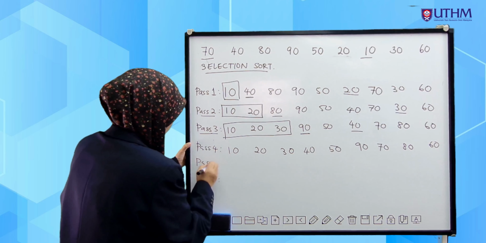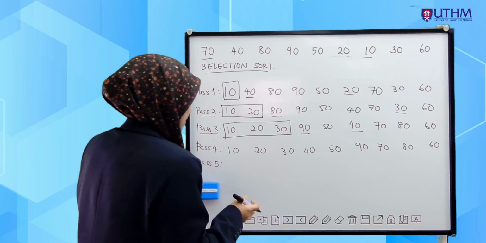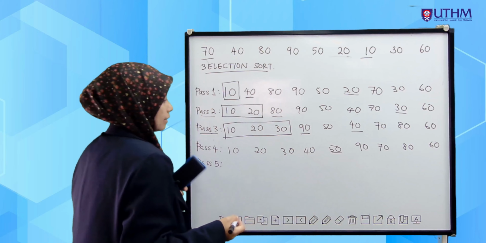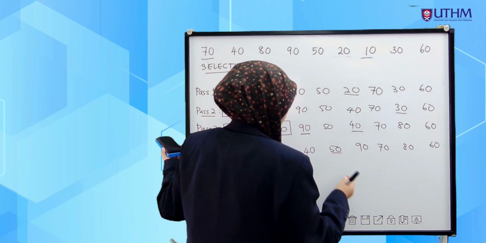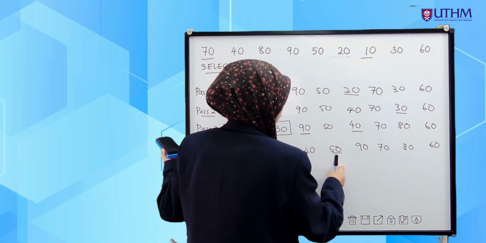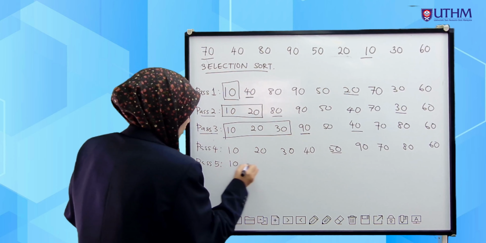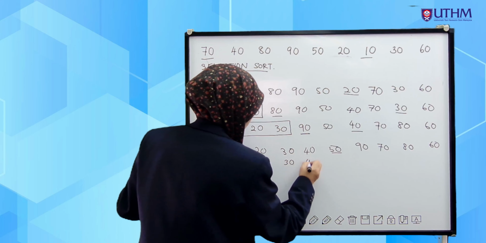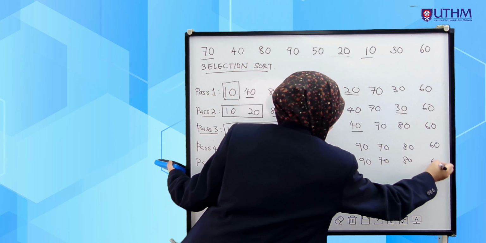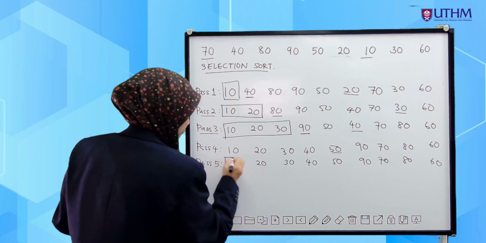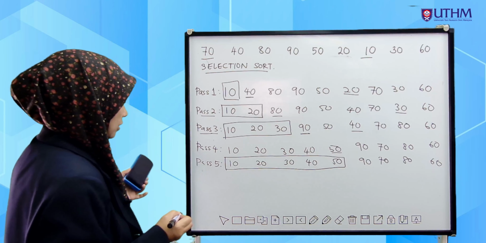Pass 5. In the fifth pass, look at the fifth position here. There are no other values in the rest of the array that are smaller than 50. So no swapping process will happen. You just copy these values without any swapping. After the fifth pass, the first 5 values are already in sorted order.